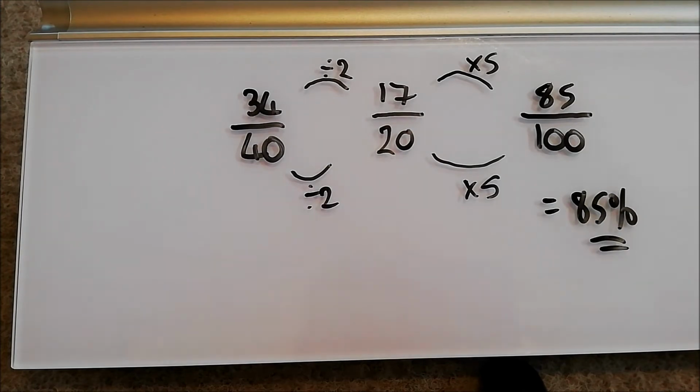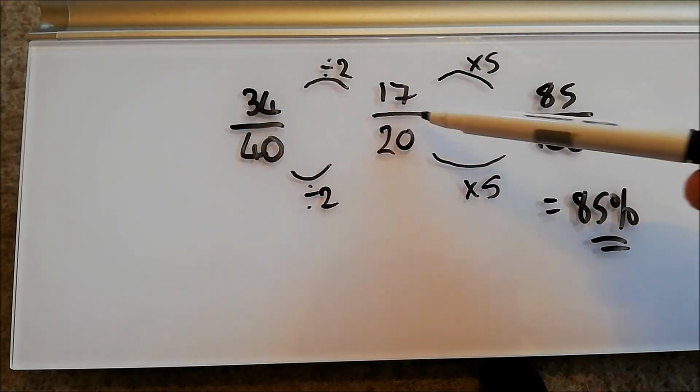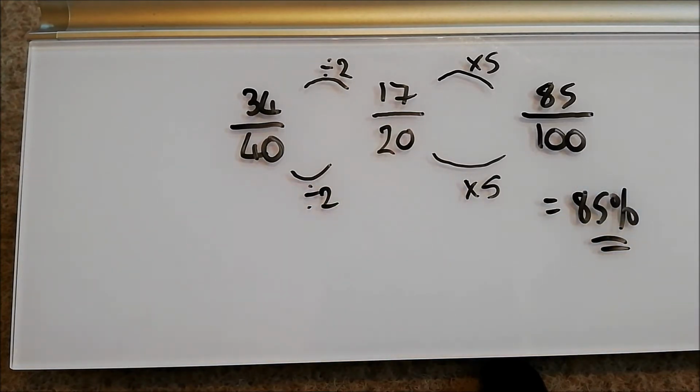So sometimes you cancel straight down to get something over 100. Sometimes you can scale straight up to get something over 100. But sometimes you have to do a bit of cancelling down first to give you a denominator that will fit into 100. So sometimes it's like a two-stage question, as in this case. All right.